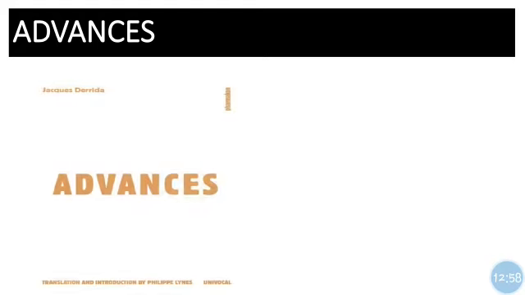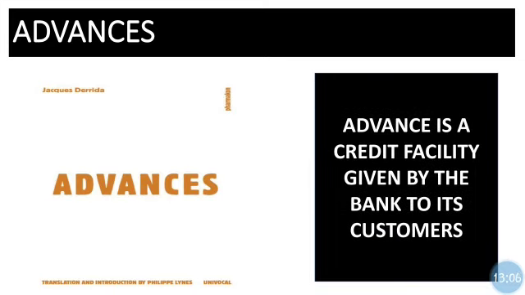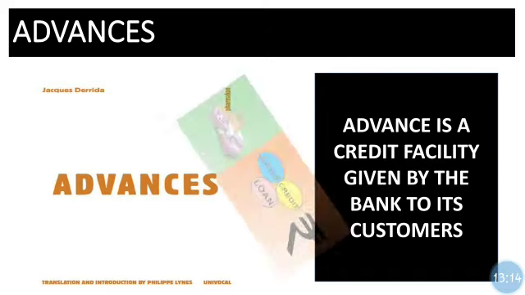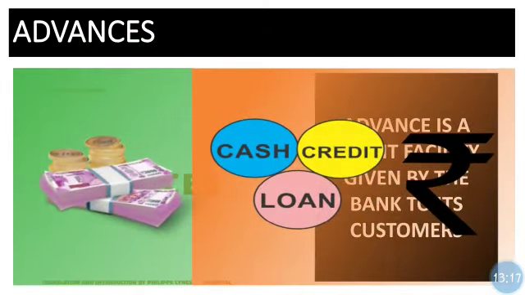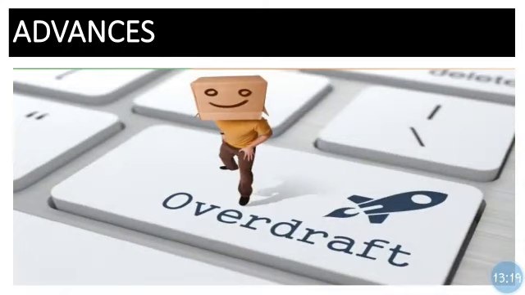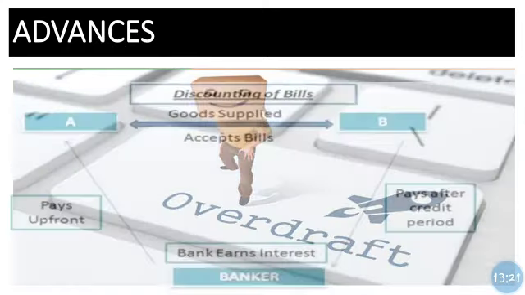Now what are advances? An advance is a credit facility given by the bank to its customer. Now what are the types of advances? There are different types of advances which are given by the bank to the public, to their customers, to their clients, such as cash credit, overdraft facility and discounting of bills.